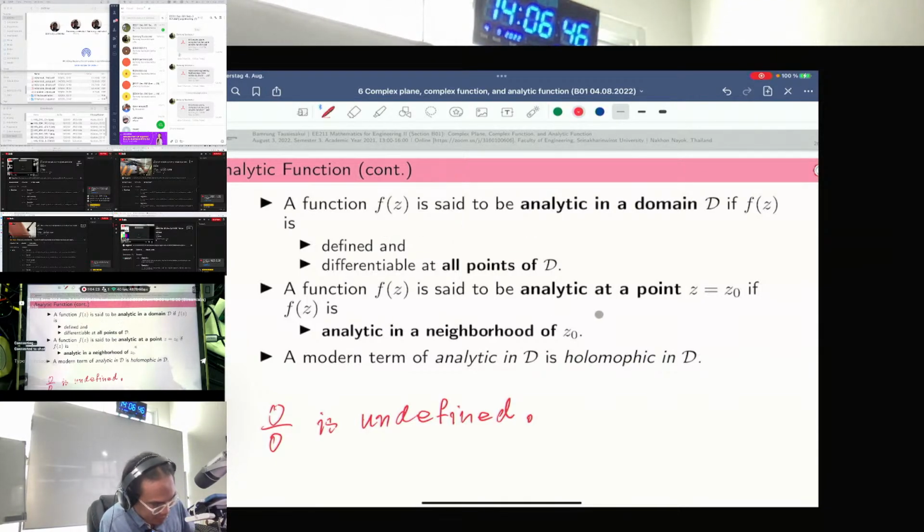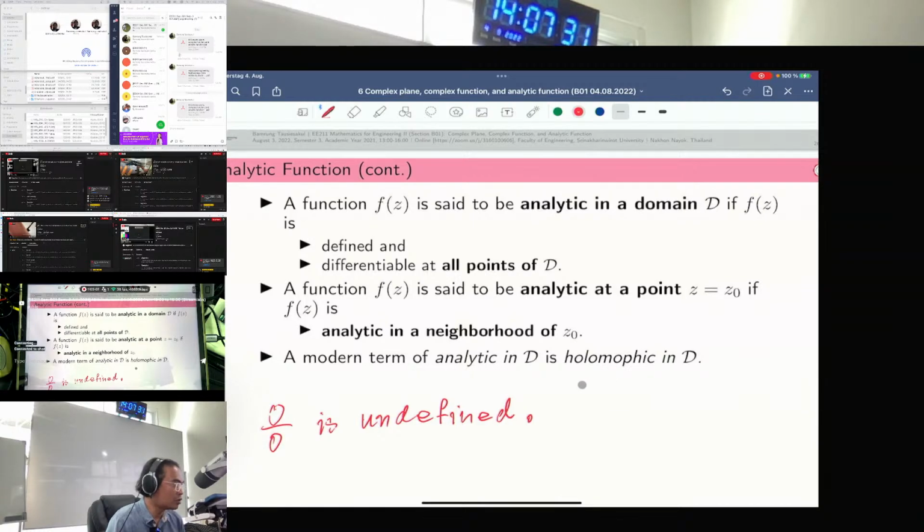The function f of z is said to be analytic at a point z0 if f of z is analytic in a neighborhood of z0. Neighborhood means a point that is around z0, a continuum area around z0, and that's analytic at a point z0. Okay, the modern term for analytic in domain D is holomorphic. They also call it holomorphic instead of analytic. Analytic is the old term. The modern word is holomorphic.